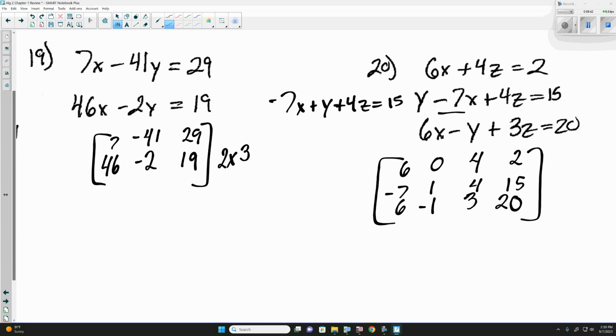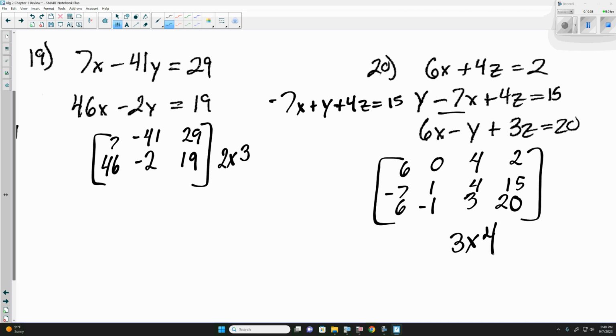The only time we put a 0 in is if the variable is missing completely from one equation but included in the others. If it's in one of them, it needs to be in. In 19, z is not included in either, so we don't include it at all. It's got to be in at least one.